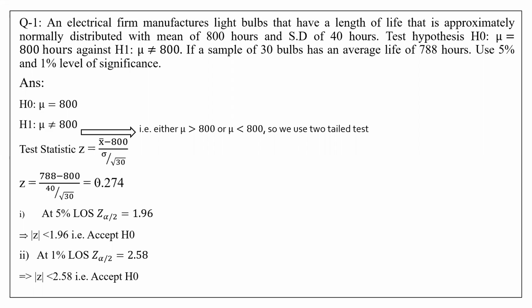This will be minus 1.64. That is correct. It will be minus 1.64. Typing mistake. Okay, I'll correct that. So in both the cases, we are going to accept the hypothesis. All right.